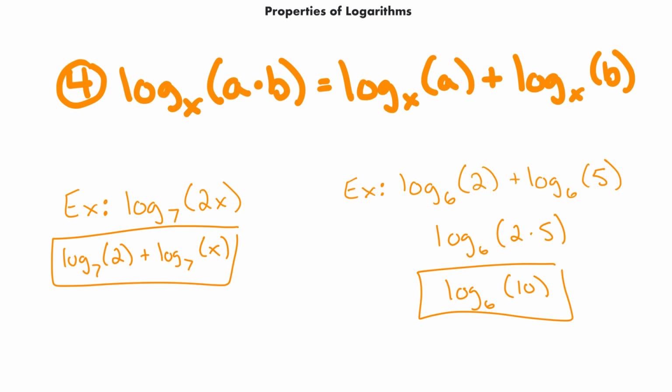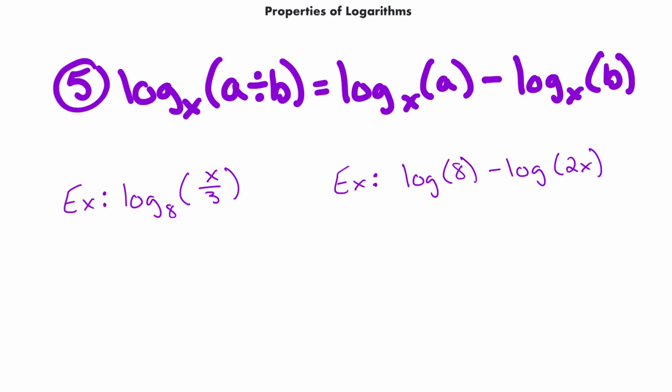Property 5 is the sister to this property. It says if you are dividing on the inside of the logarithms, you could separate that into two logarithms through subtraction. If you recall back to the power rules, which is kind of where these are derived from, it makes sense. X squared times x to the 5th power, so we're multiplying, is equal x to the 2 plus 5 power. We add the exponents. So multiplication, we add exponents. For logarithms, multiplication on the inside of the logarithm equals the sum of the two logarithms.